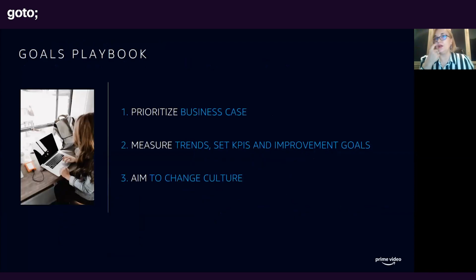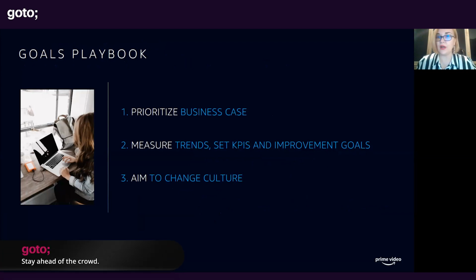Okay. So let's talk about the playbook. Playbooks are frameworks. They're super helpful because they help you think through what your strategy is and what you're going to do about all of these inputs that you're collecting. Now that you've collected the inputs, the next thing you're going to think through is how do I prioritize my business case?